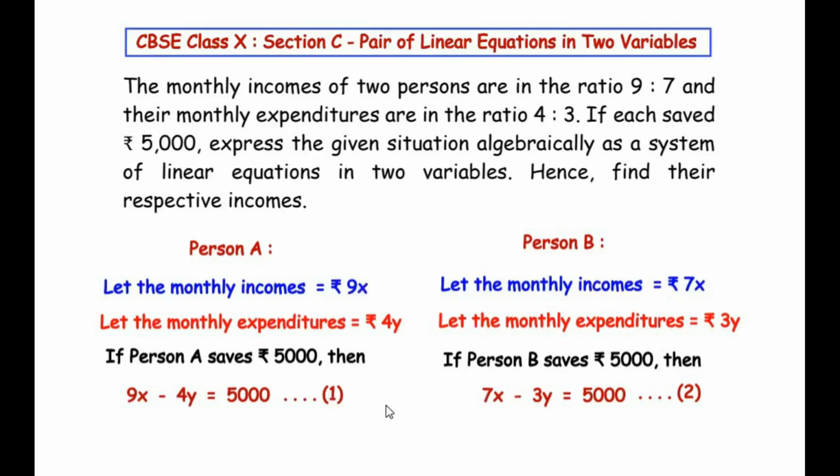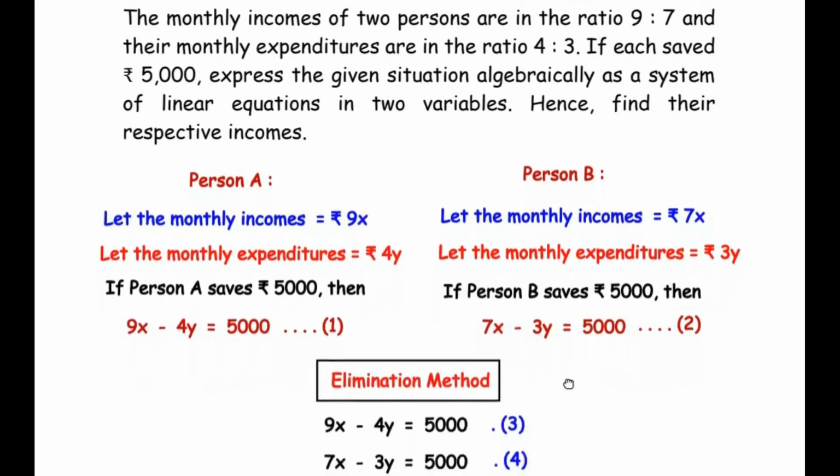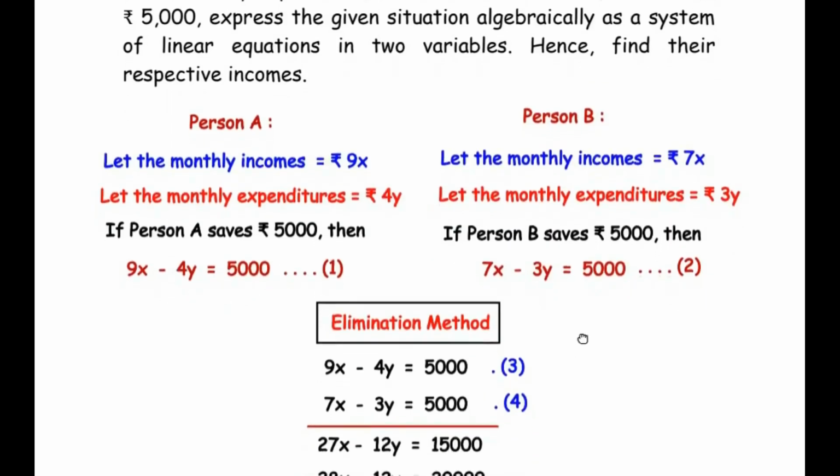To find the value of x, I am going to make use of the elimination method here. So here we have written both the equations, that is 9x minus 4y is equal to 5,000 and 7x minus 3y equal to 5,000. Remember that we are trying to find the value of x, that is the monthly incomes, not the expenditure. So we have to keep the x variable and eliminate the y variable. I am going to multiply the first equation with the coefficient of y, which is 3.